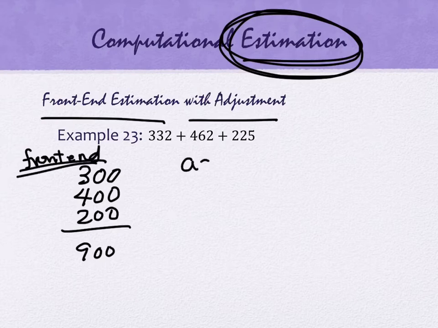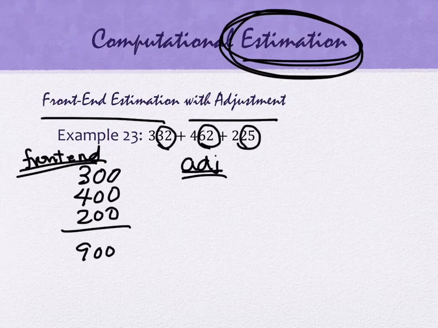The adjustment part is not the same. The adjustment part means taking the values that are left and using compatible numbers. So basically the adjustment is that I've now got a 32, a 62, and a 25. And we're using compatible numbers with estimation. Which two of these go together and almost make 100?